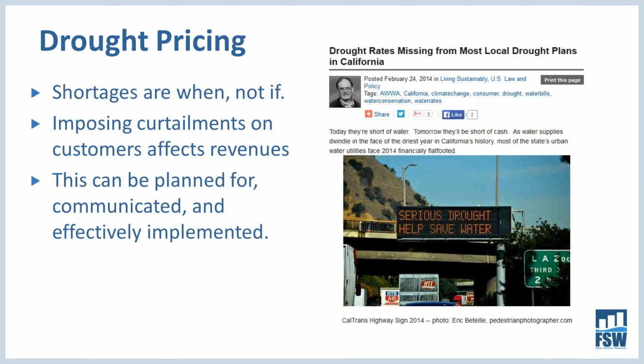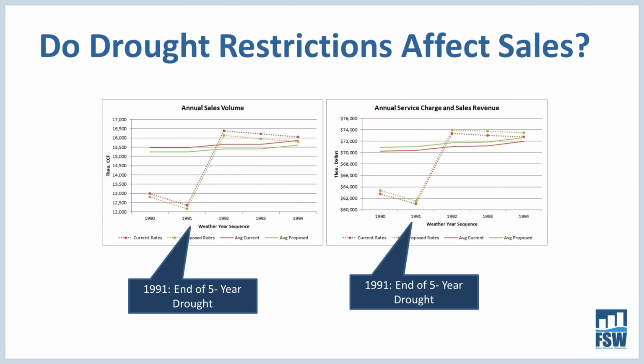There's a structure for drought pricing. This model leads you through it. Next slide. Focuses in on this drought in 1991. So when you can put this kind of information graphic in front of decision makers, it's a lot easier to expose what the consequences are of unavoidable water sales variability. It's important to be able to communicate the consequences between different alternatives.